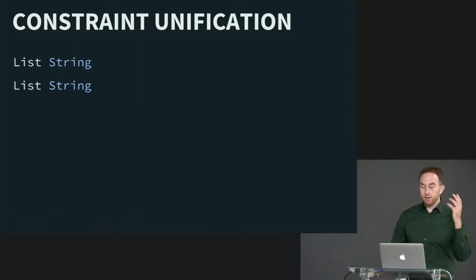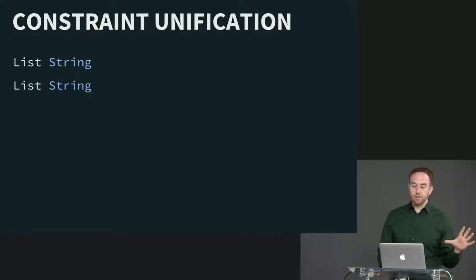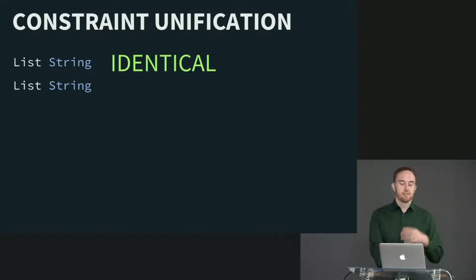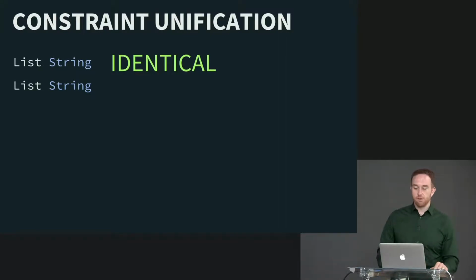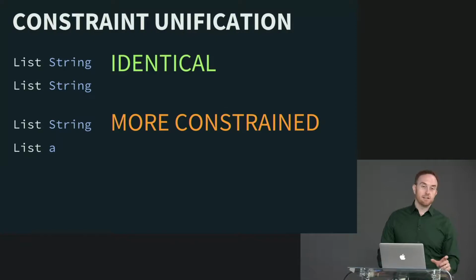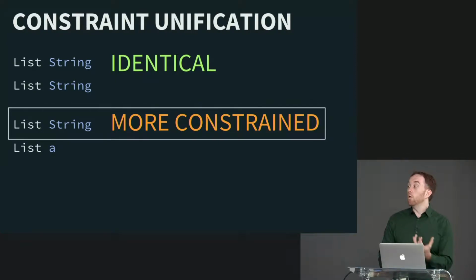So if you have two types that are exactly the same, including their parameters, they're identical types, then it's going to unify to the same thing because they're identical. There's no unification that needs to happen. If one of them is more constrained than another, for example, List String is more constrained than List with an unbound type, then it says, okay, we're going to go with the more constrained one.